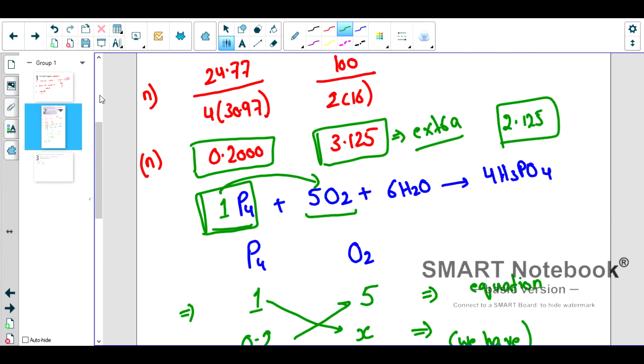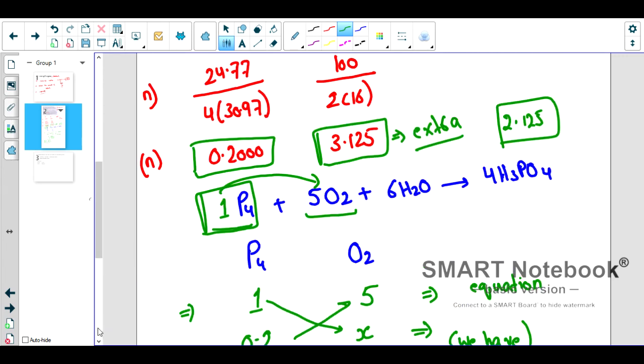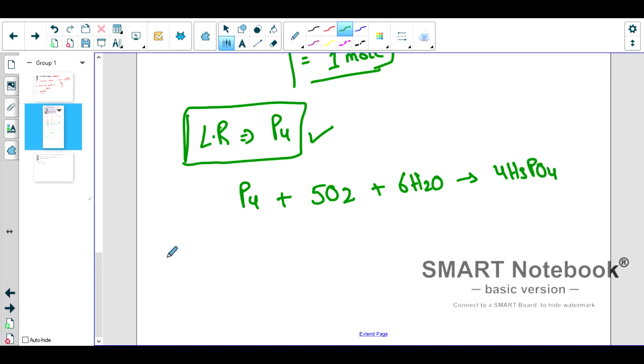Next, one more thing is asked in the question, that is to find the theoretical yield. Theoretical yield means the output on paper, like in theory, how much output you will get. Again, for this you need the equation first. P4 plus 5O2 plus 6H2O will give you 4H3PO4. To find this yield, first you have to find the limiting reactant.